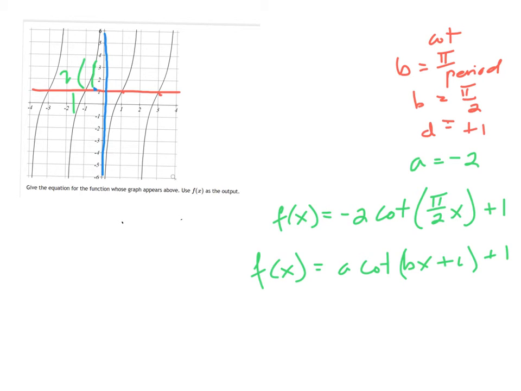Okay, let's do one more. So the first thing again is I have to decide if this is a tangent or a cotangent. If I look at this, this looks like a cotangent to me because a tangent would be going like that. So this looks like a cotangent. Okay, so I've got that. So let's just erase that.